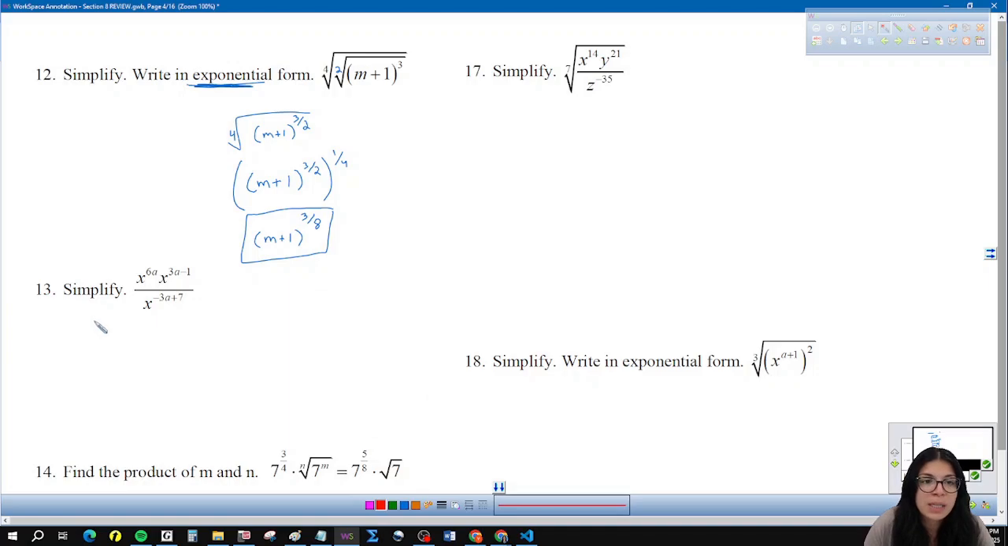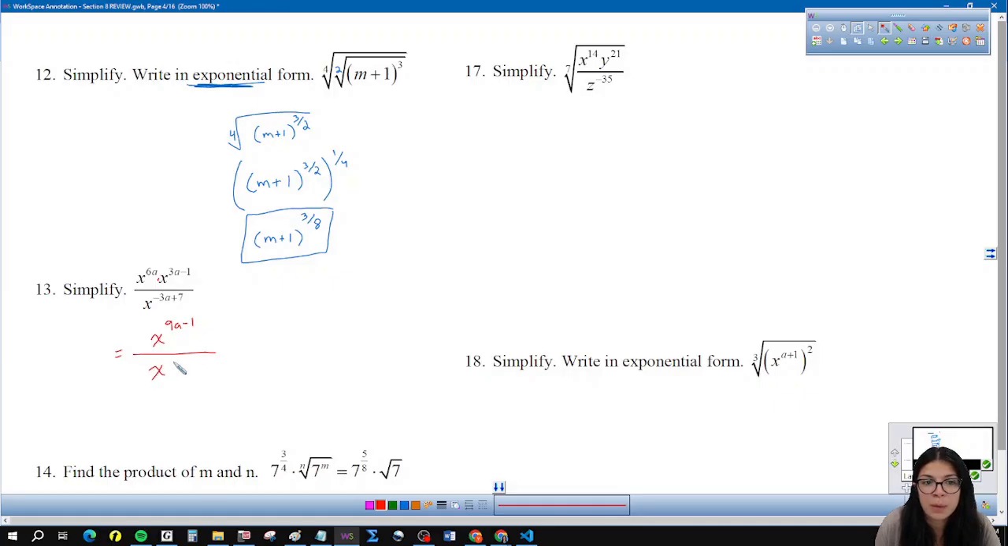All right, on number 13, notice that we have multiple x's. So the first thing I can do is combine the ones in the numerator. We know that the product rule says that we add the powers. So I'm going to do x, and then I'm going to add 6a plus the 3a minus 1. So clearly there, we combine the 6a and the 3a, giving me 9a minus 1 in the numerator.